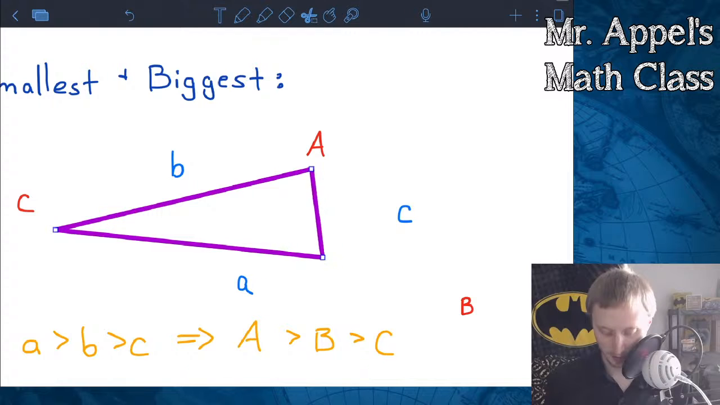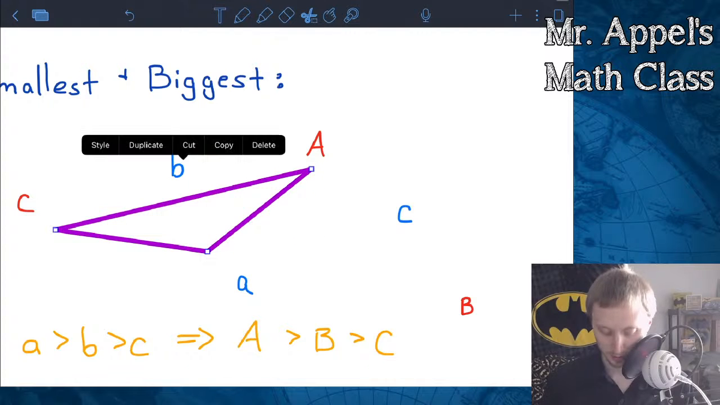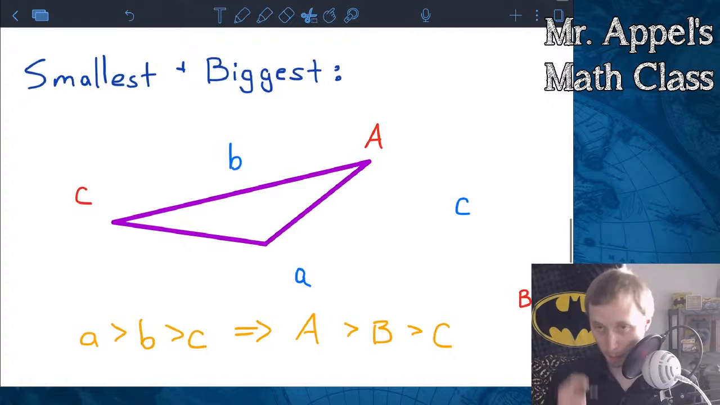What happens if I do this? Which one's the biggest angle now? B. Now it's B. Which one's the biggest side?